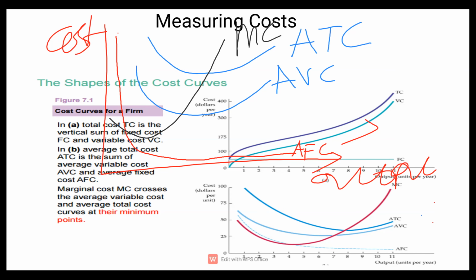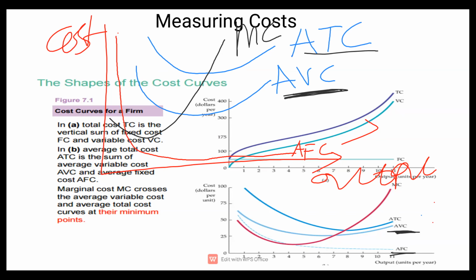Why should the marginal cost cross the average variable cost and the average total cost at their minimum? If we start with the average variable cost, why should it? If you've observed, the average variable cost is always lower than the average total cost. Why? Because the average total cost is the sum of average fixed cost plus the average variable cost. So the average total cost is always higher.